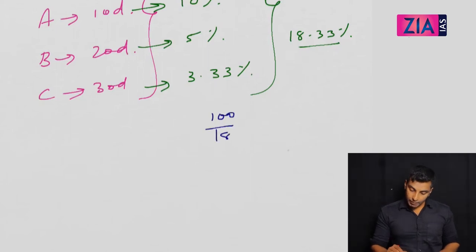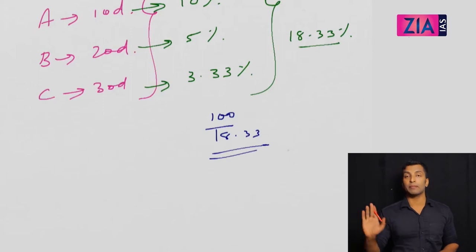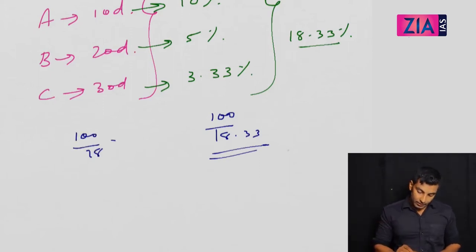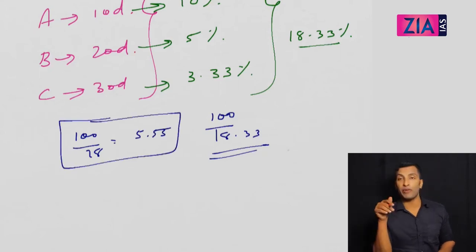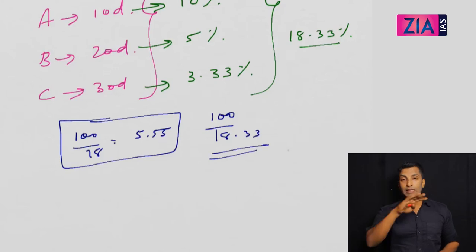100 by 18.33. From your options you can get the answer, 5 point something, because you know 100 by 18 is 5.55. How do you know that? Because you know 100 by 3 is 33.3, so 100 by 9 will be 1/3 of that, that is 11.11. So 100 by 18 will be half of that, 5.5.